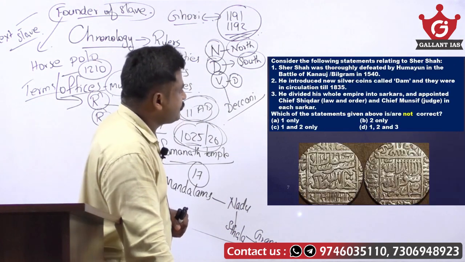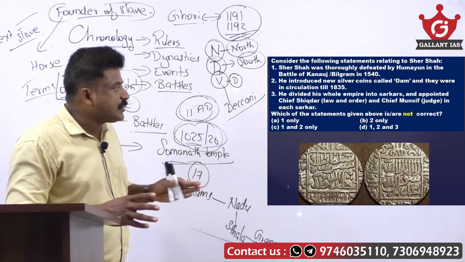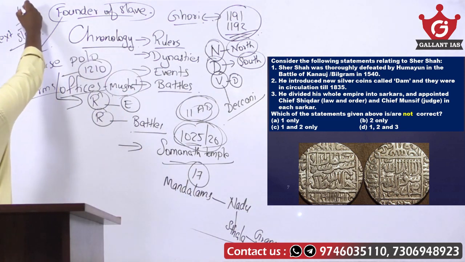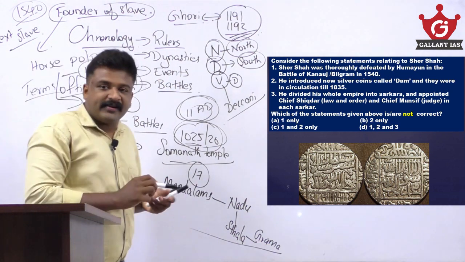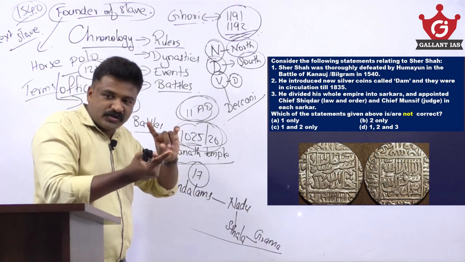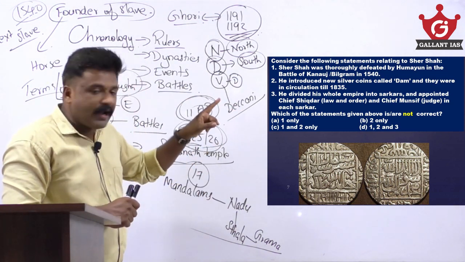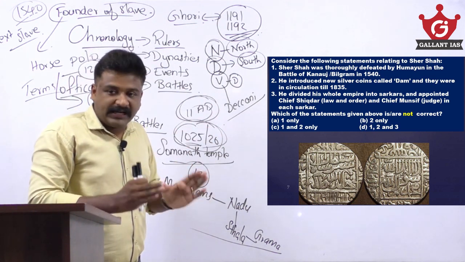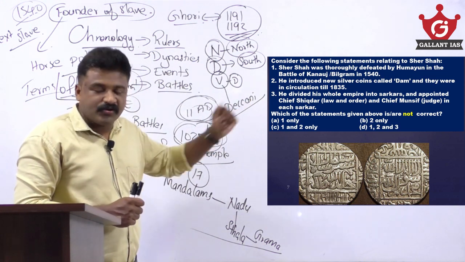Now it is about Sher Shah. Sher Shah was thoroughly defeated by Humayun in the Battle of Kanauj. Yes, in the 1540 battle, it was Humayun who was thoroughly defeated by Sher Shah Suri. It is just the reverse. In the Battle of Kanauj or Bilgram in 1540, Sher Shah Suri defeated Humayun. So the first statement is not correct. They are asking for the incorrect one.